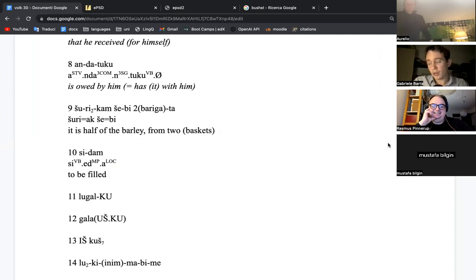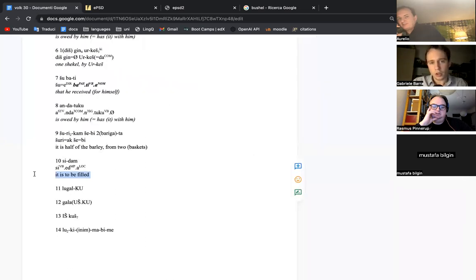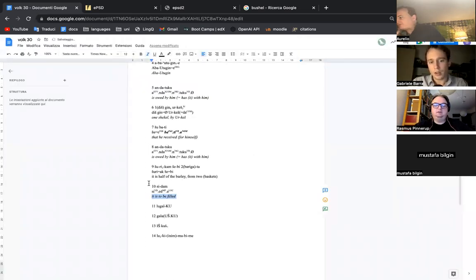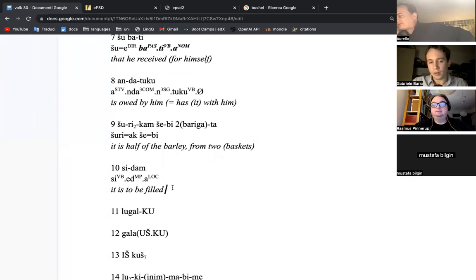Well, this is actually the first time we tackle a text this hard, and I mean, it's nothing. So we have to say half of the barley needs to be filled from the 2 baskets. Right, because then we have a copula here. It is to be filled. Exactly. It looks off-putting at first, but then you get it all together, and you actually find out that you can translate things literally, and it makes sense. Yeah. Literal.